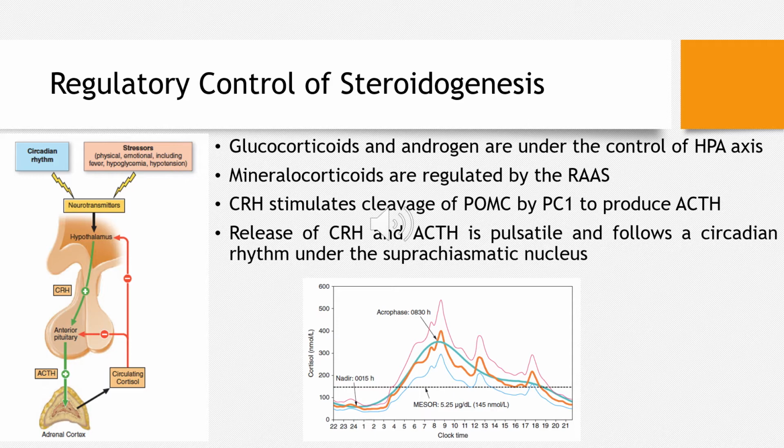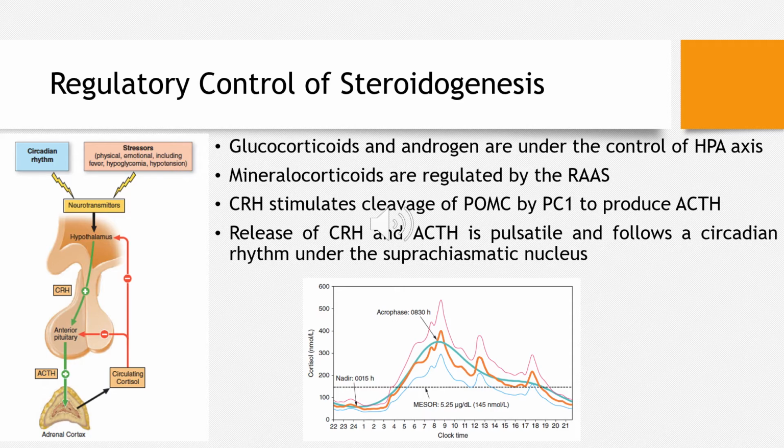Hypothalamic release of corticotropin-releasing hormone, or CRH, occurs in response to endogenous or exogenous stress, or even any form of stress, such as physical, mental, or emotional stress, or under several conditions such as fever, hypoglycemia, or even hypotension. CRH stimulates the cleavage of POMC or pro-opiomelanocortin by the pituitary-specific prohormone convertase 1 enzyme, eventually yielding a 39 amino acid peptide, ACTH, or adrenocorticotropic hormone.